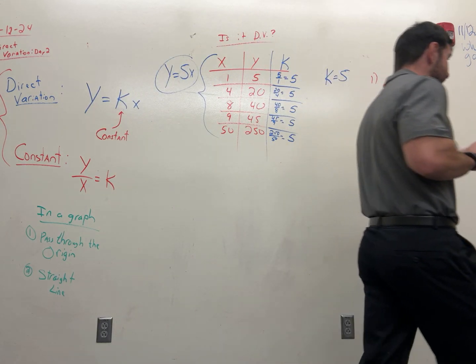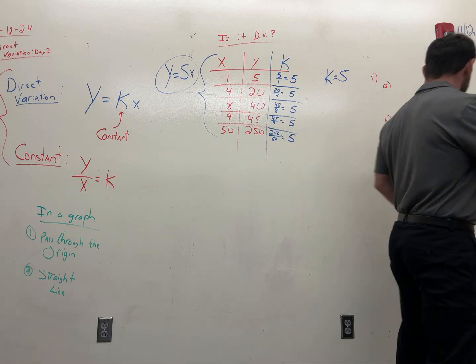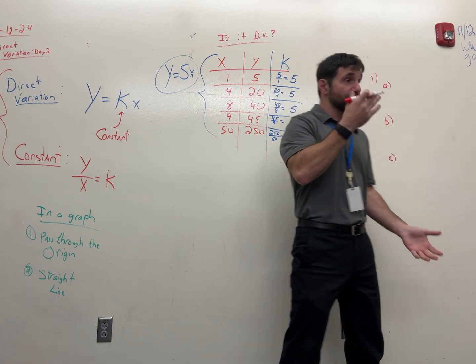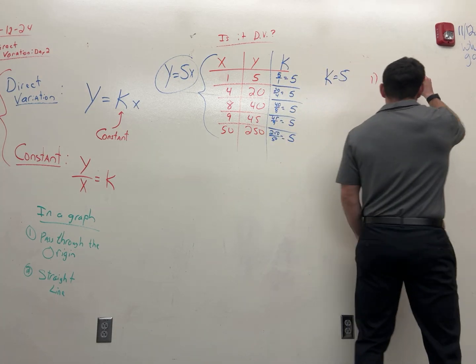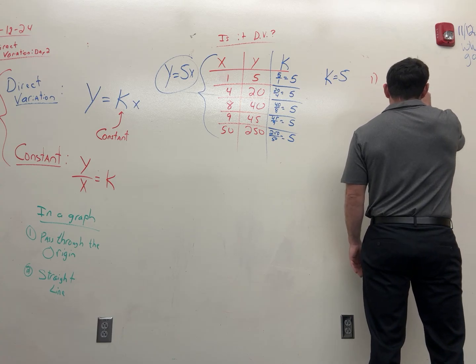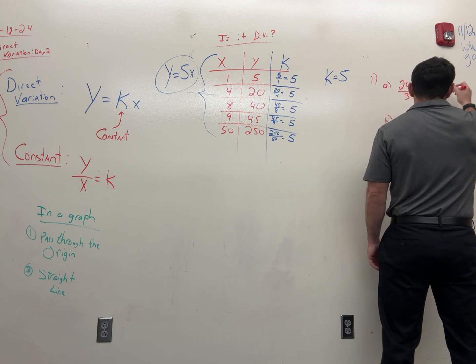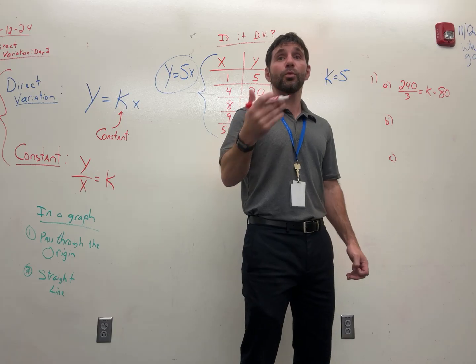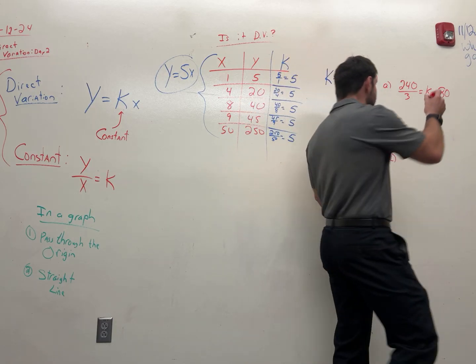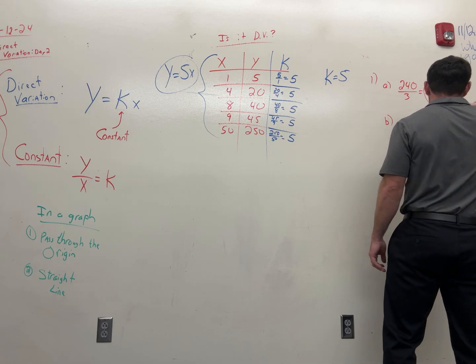Okay, so you should be writing this down. Letter A. It was saying 240 kilometers and 3 hours. So what do we do to find the constant? I did 240 divided by 3. Absolutely. So we do 240 divided by 3 equals k, which is what? 80. But we're not just going to put 80, because it's a word problem, we're going to put words with it. It's 80 kilometers per hour.